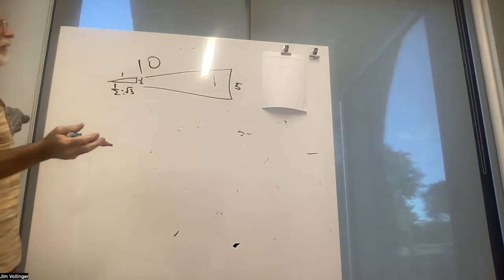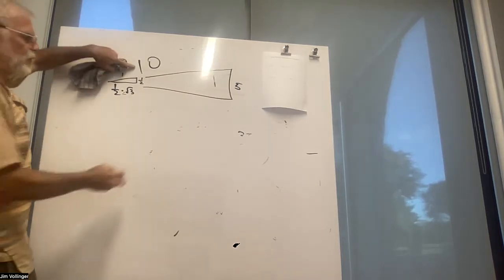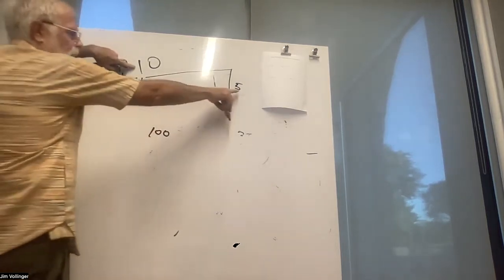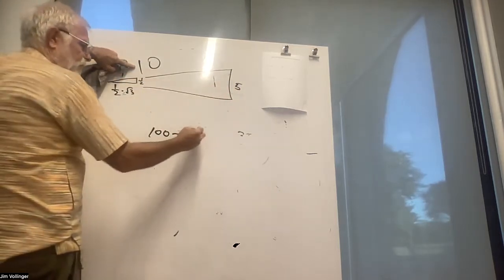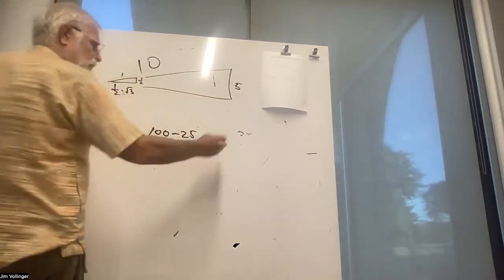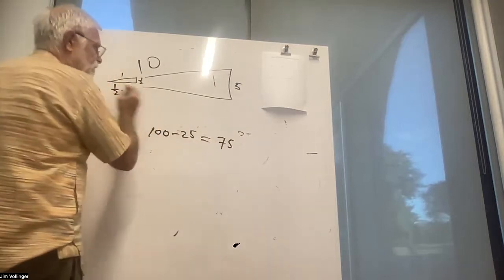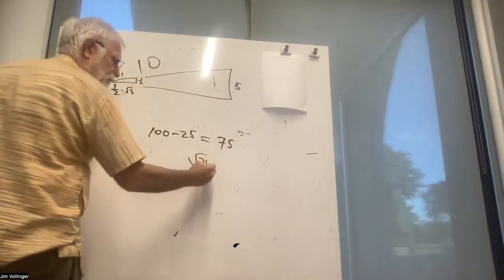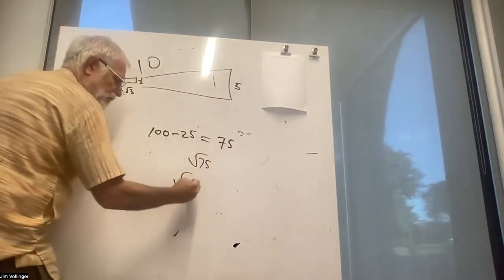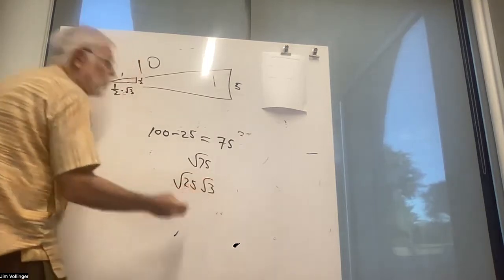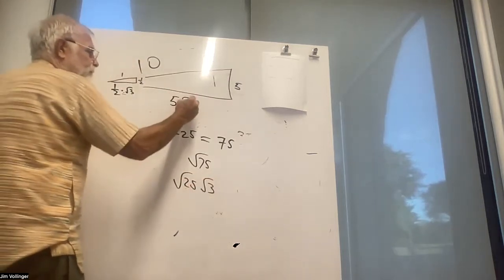Well, let's do a little Pythagorean theorem. What's the area that goes with a 10? 100. What's the area that goes with 5? 25. Okay, so this area here is 75, which means that the length is the square root of 75, which means we have square root of 25 times square root of 3, which is 5√3.